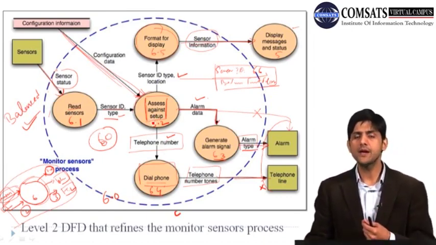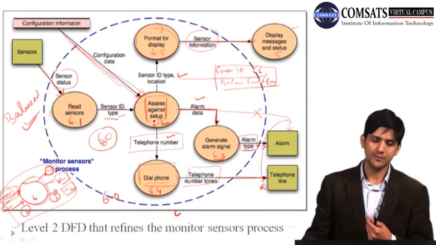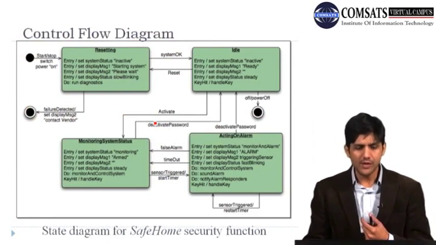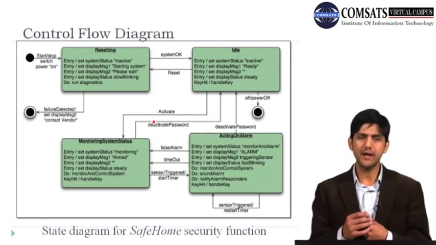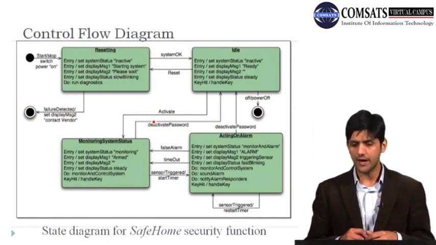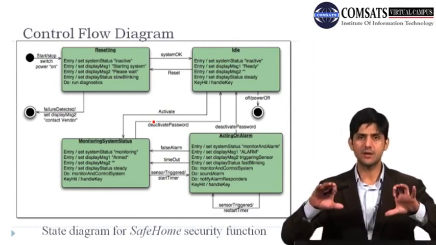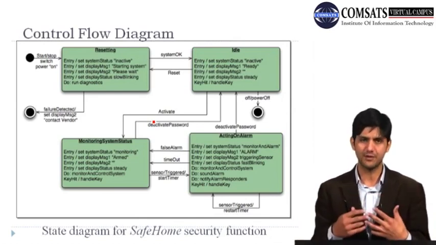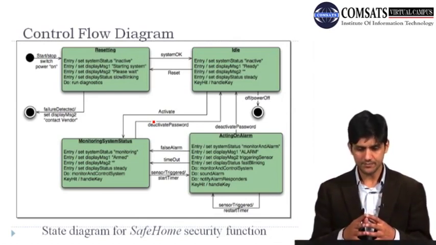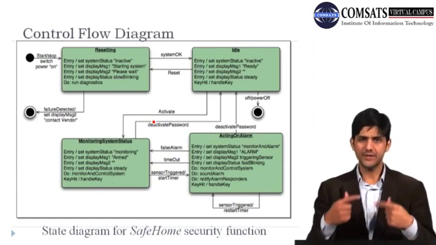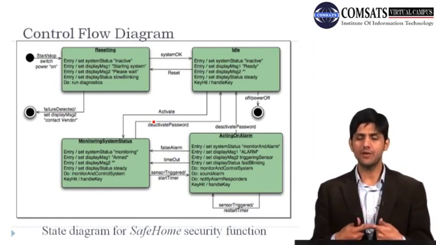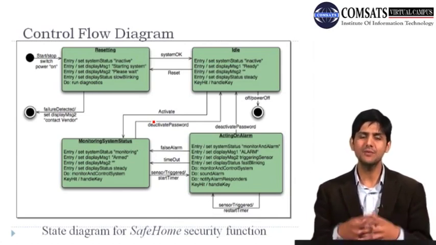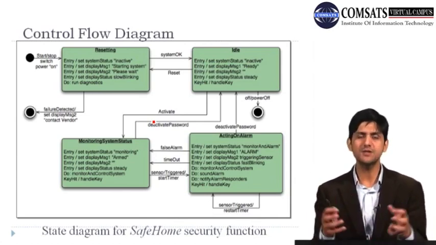So let's look at, as I said, another diagram which we can draw in this flow-oriented modeling, and that was the control flow diagram. This control flow diagram is an interesting diagram. What we do is try to identify the different states of the system. We can do it for different functions of this SafeHome product, because when we are trying to understand the behavior of the system, we are trying to do it through these functions.